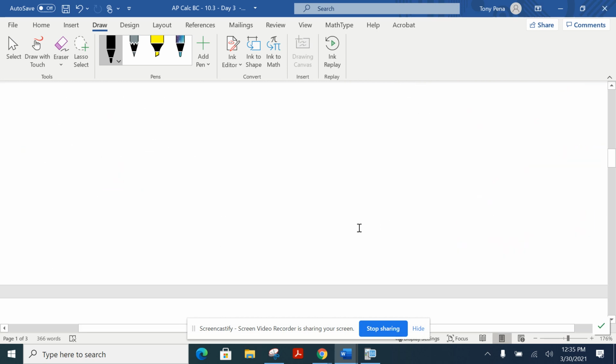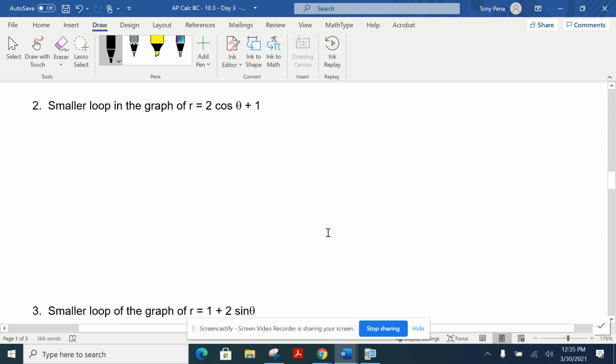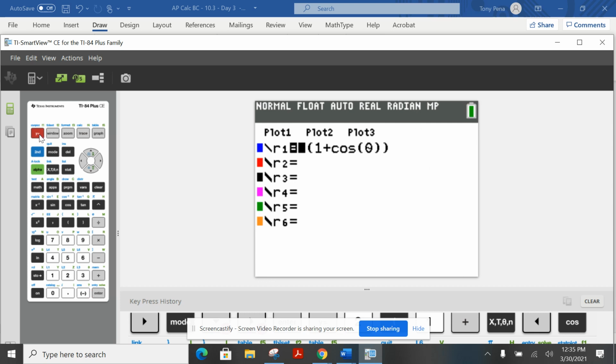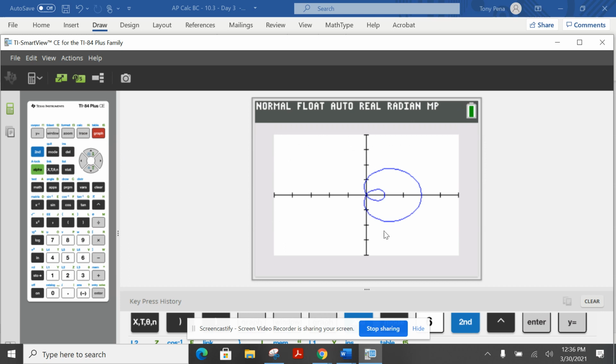Hopefully easy enough there. Number 2, however, remember the ones that have those little loops? If I were to have you graph this, there's going to be a loop in this. So we'll go ahead and do that just so visually you can see it. 2 cosine of theta plus 1. And then not surprisingly, you have that little loop in here. So we only want the area of this little guy in here.